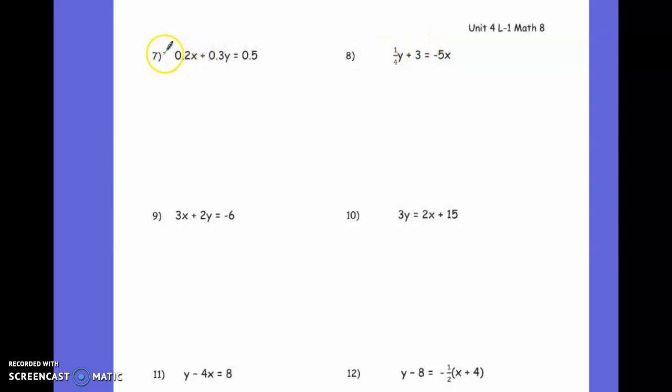For this, we can skip most of these. Maybe if you want more practice, do 9 and 10. But you don't need to do any of the other ones. Those are set up pretty straightforward. Again, subtract 3x from both sides, divide by 2. Here, x is already there. We're just dividing everything by 3.